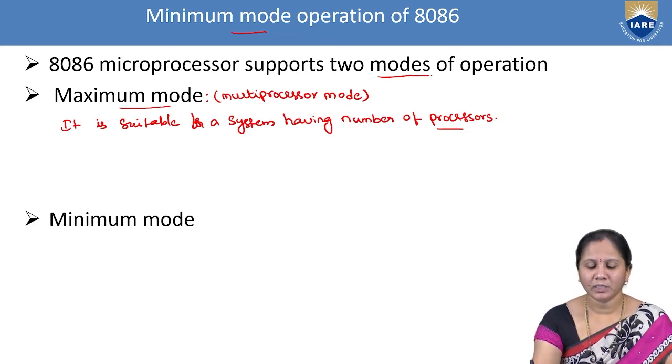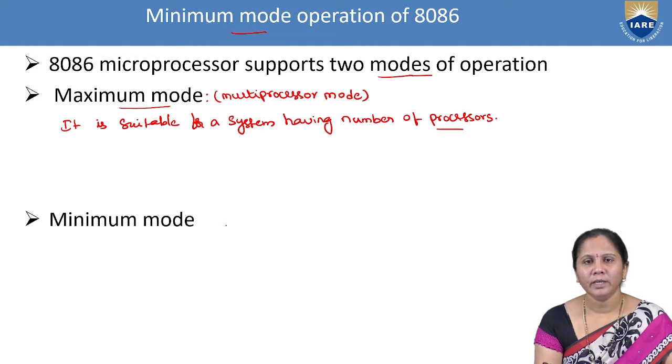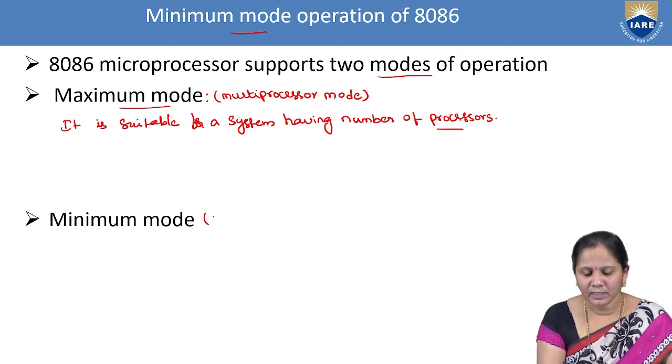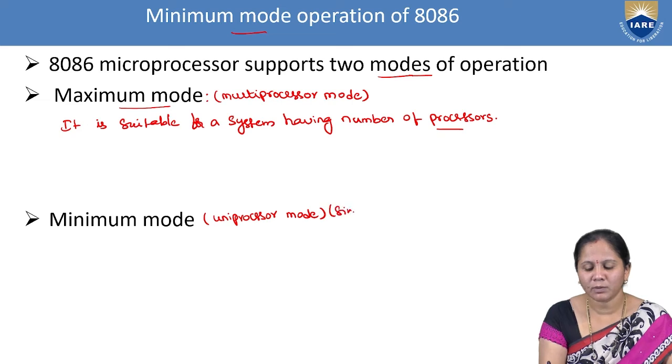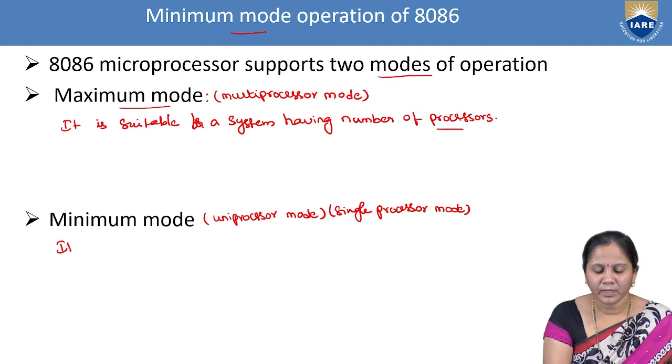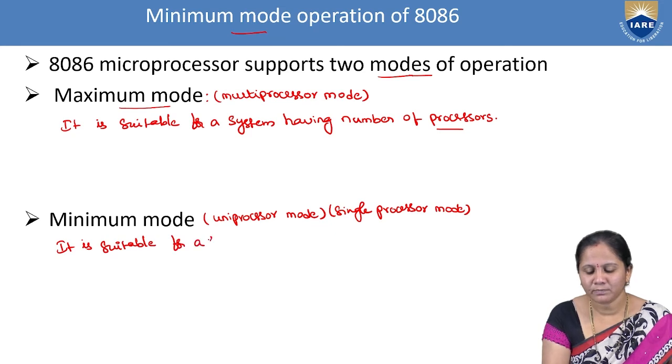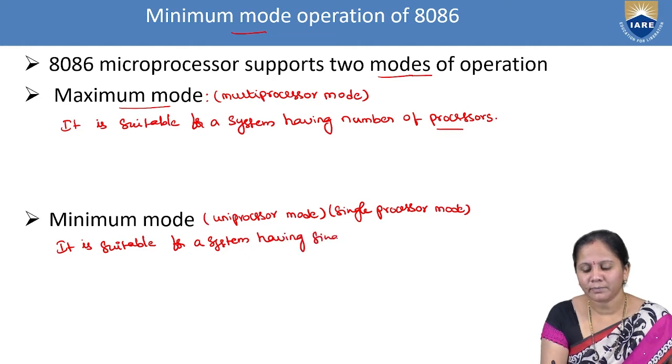And another mode of operation is minimum mode. Minimum mode is called uniprocessor mode because it is suitable for a system having only a single processor. So minimum mode means it is uniprocessor mode, or single processor mode. Minimum mode means it is suitable for a system having a single processor.